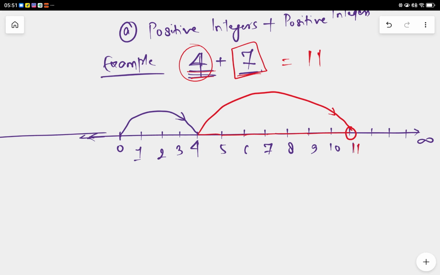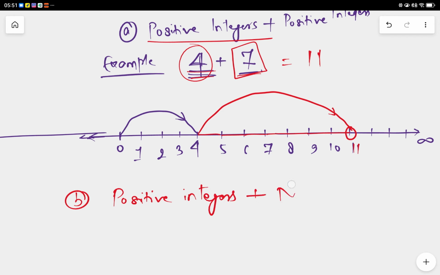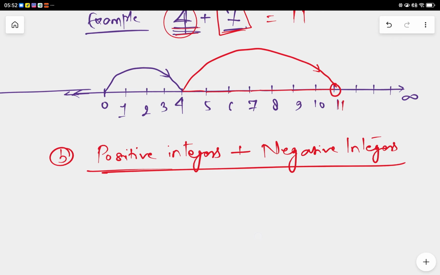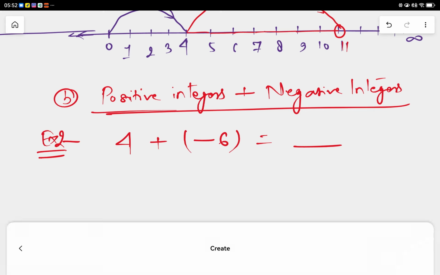Okay, now the second part is adding positive integers with negative integers. What will be the consequence? So for example, and this is example number 2, when we add 4 with minus 6, what will be the answer? Now make again a number line.